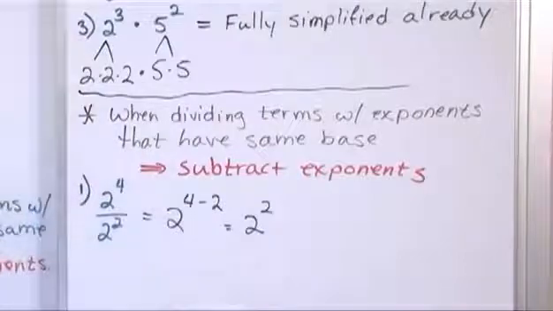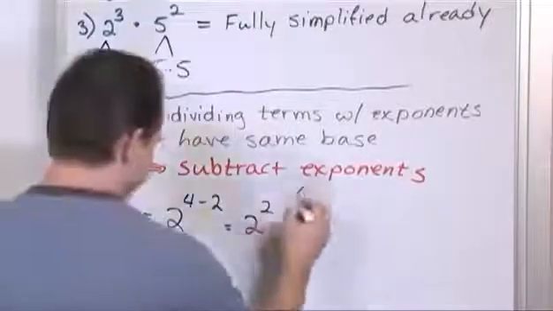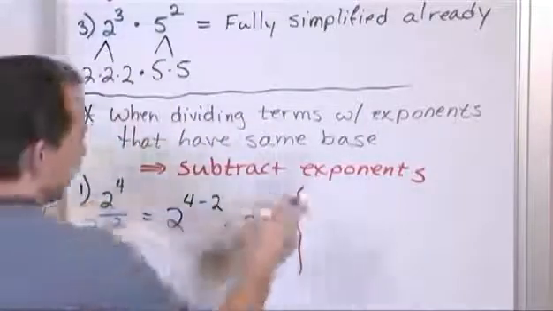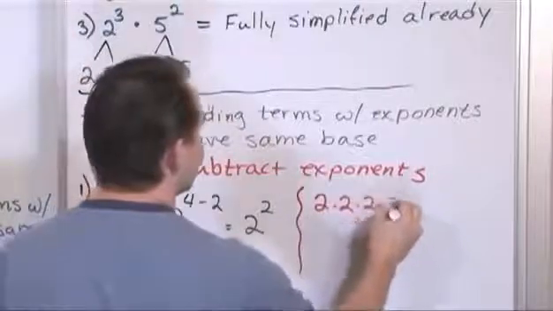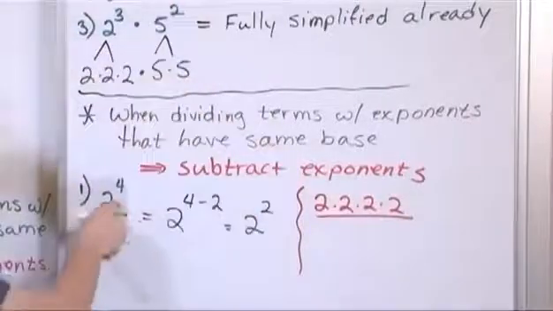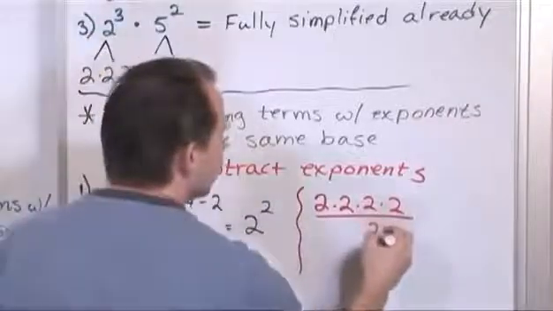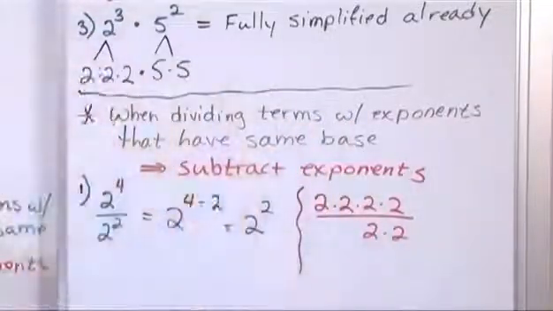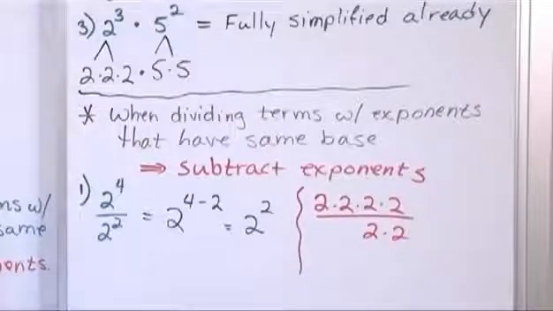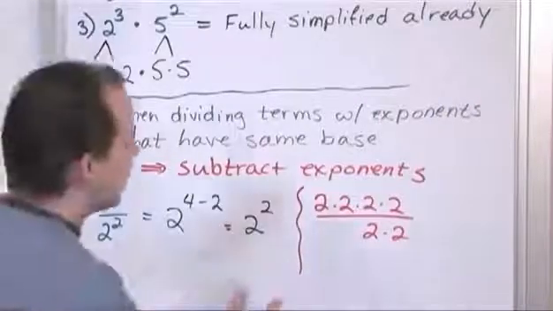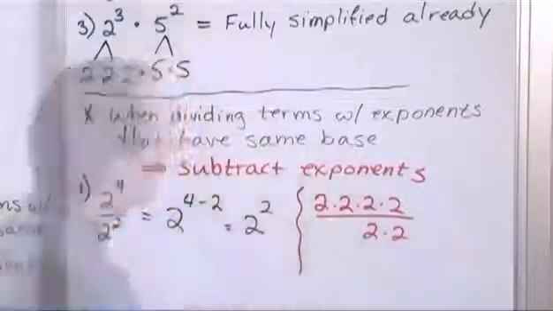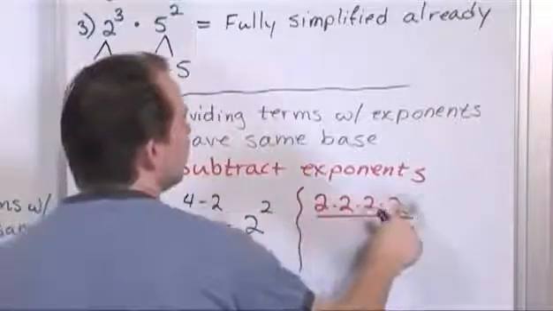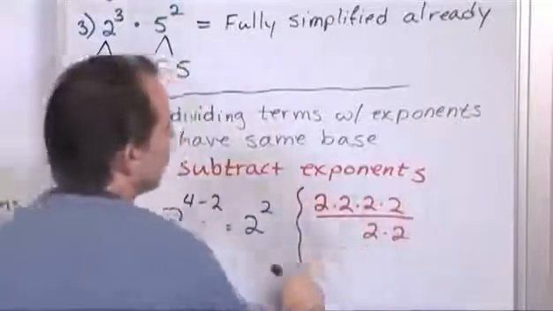Now, we should at least once figure out why this works. So let's rewrite this here. 2 raised to the 4th power, what would that be? 2 times 2 times 2 times 2. That's 2 to the 4th power, right? Divided by 2 squared, 2 times 2, right? Now, we're going to talk about this a little bit more, but if you think about it for a second, all of these numbers are multiplied on the top, and all of these numbers are multiplied on the bottom. So all of these 2's are multiplied in the top, and all of these 2's are multiplied in the bottom.